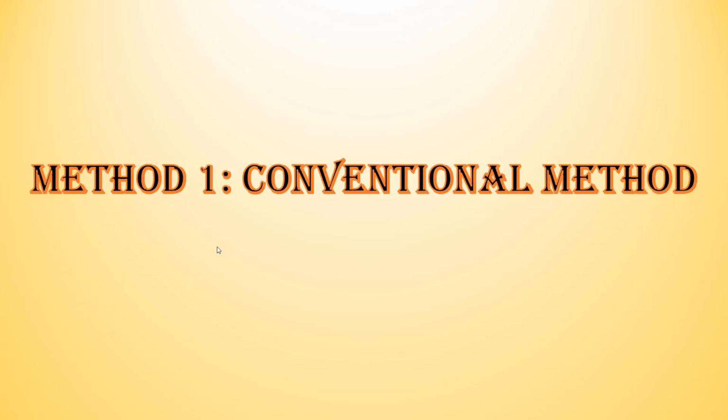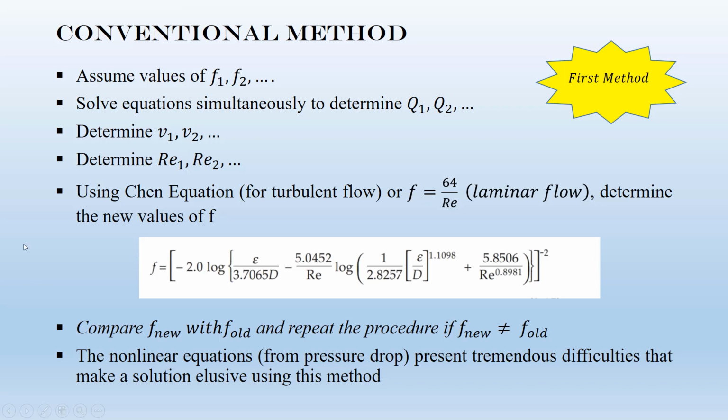The first method is the conventional method. So what is the conventional method? The conventional method is based on the iteration method. So you need to assume a value for the friction factors, and then you should substitute these friction factors in the equations from the Bernoulli equation and also equations from the continuity equation to find all volumetric flow rates.